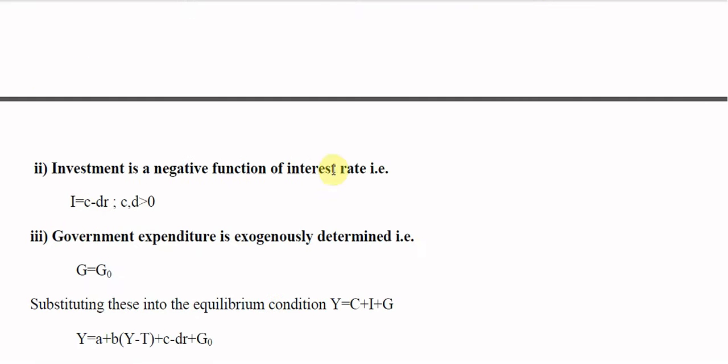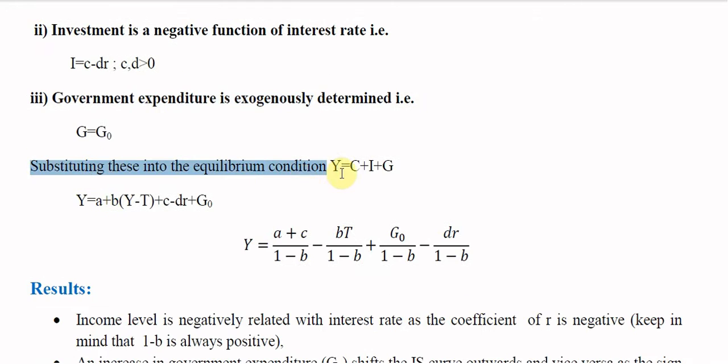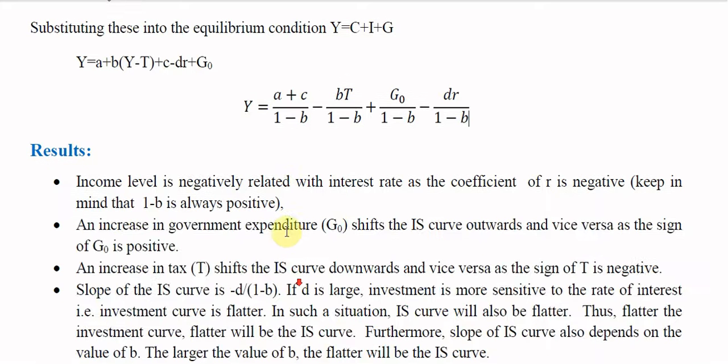So investment is a negative function of interest rate. I equals C minus DR. The minus sign ensures that there is a negative relationship between I and R. Government expenditure is supposed to be exogenously determined. Substituting this into the aggregate supply equals demand condition, we get the value of Y as a function of R. So this is the equation of the IS curve, from which we can derive the following results.